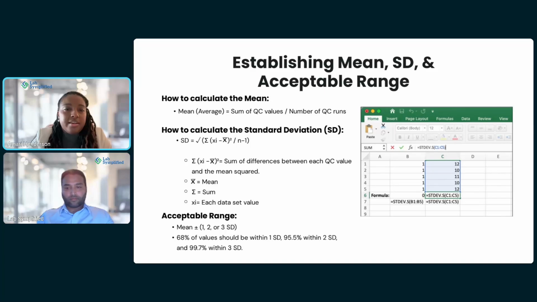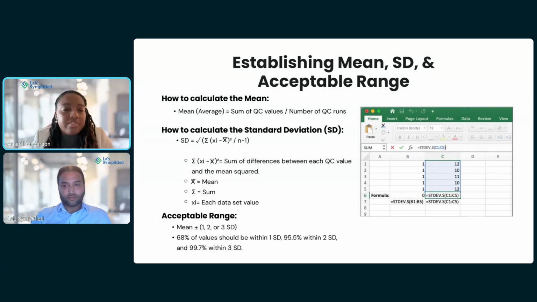Okay, so I was speaking about mean, SD, and acceptable range. So mean, of course, is your average. It's the sum of your QC values divided by the number of your QC runs. So mean, most people understand that. That's not really a hard concept for most people when I talk to them.